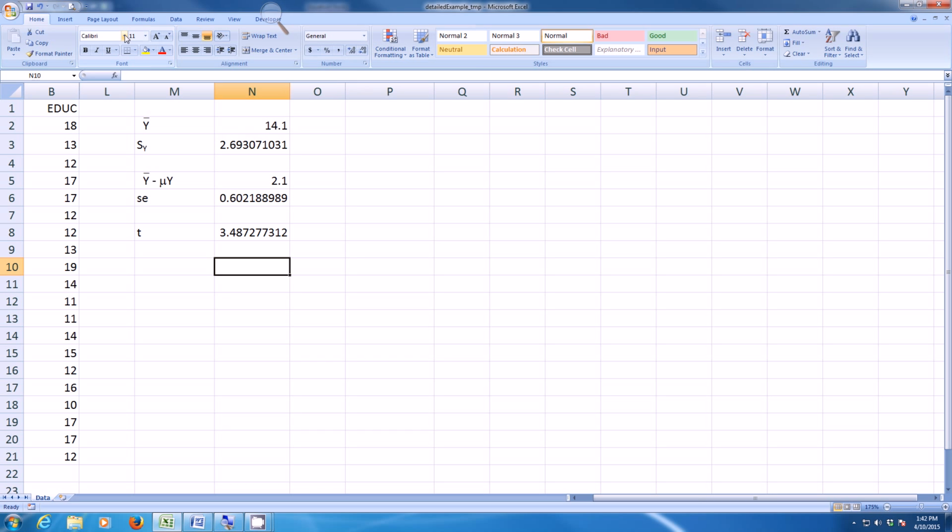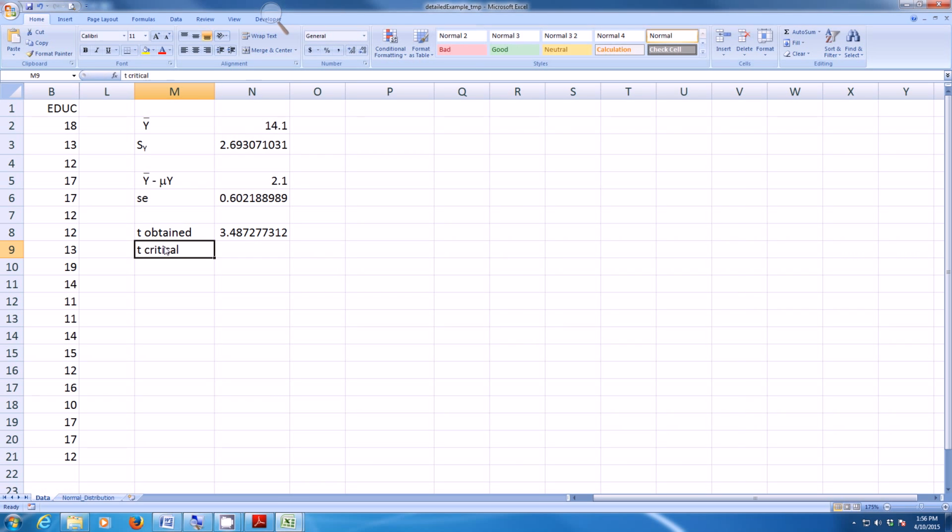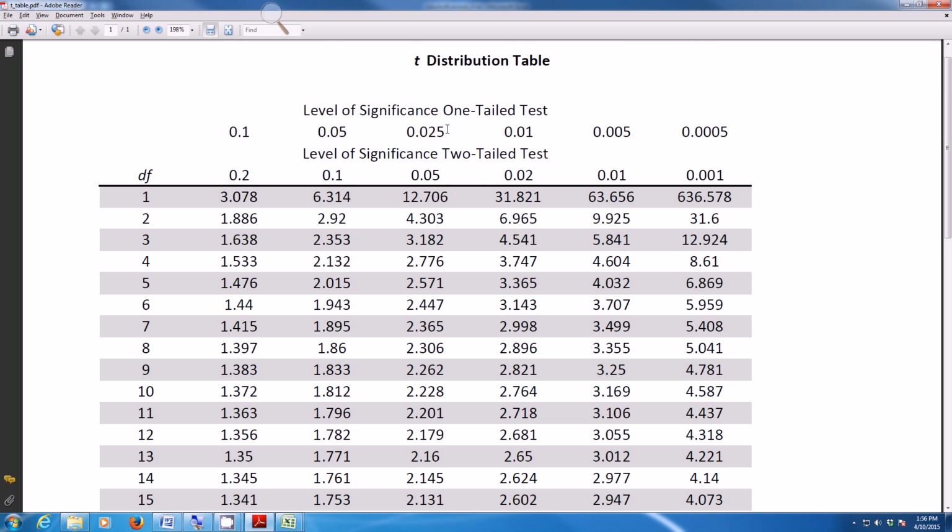And so how do we actually conduct our hypothesis? How do we actually evaluate our hypothesis? Well, we need to compare our t-obtained value to some kind of critical value. So let's just call this t-obtained. And now we have to find the t-critical value. So which is the appropriate critical value for this case? Well, if we go to our t-table, we have to figure out first whether we're doing a one-tailed test or a two-tailed test. And so what does this depend on?